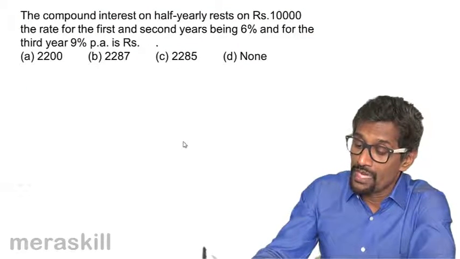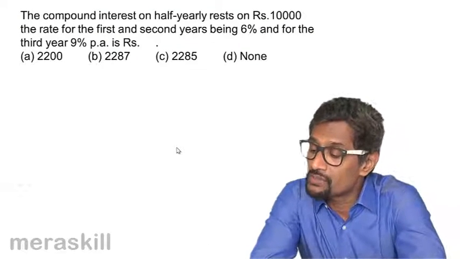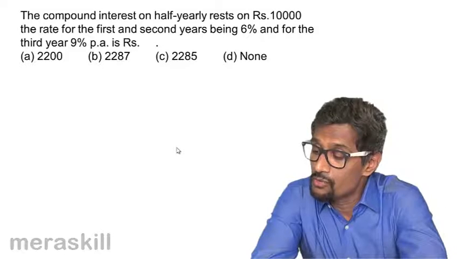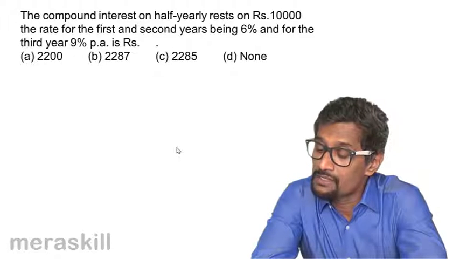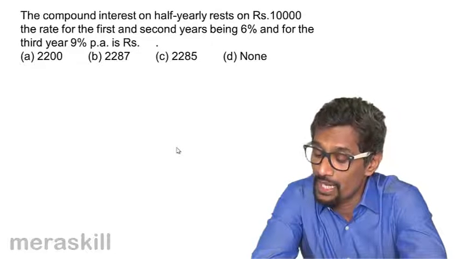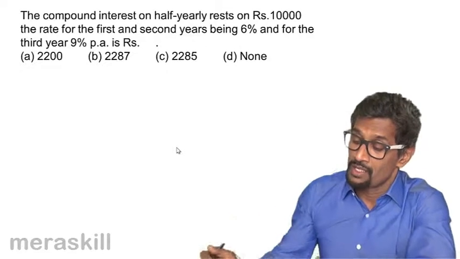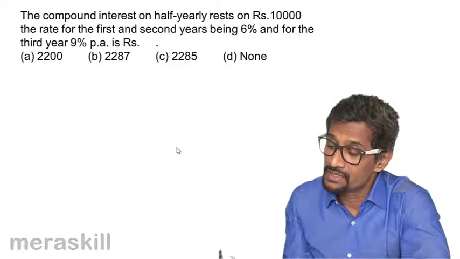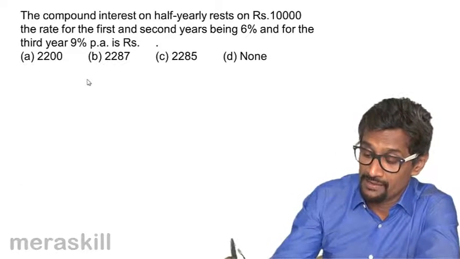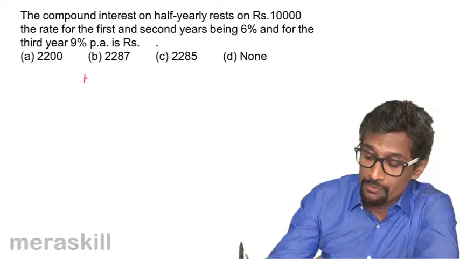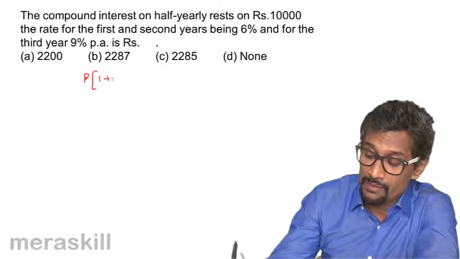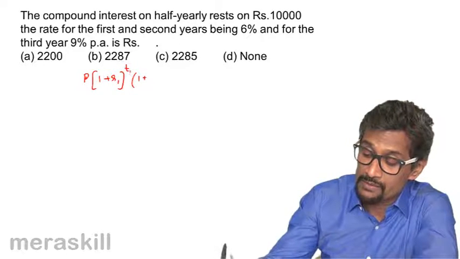So we have, for example, the compound interest on half yearly rests on rupees 10,000. The rate for the first and second years being 6%, and for the third year 9% per annum. So hence it's going to be P into 1 plus R1 raised to T1 into 1 plus R2 raised to T2.